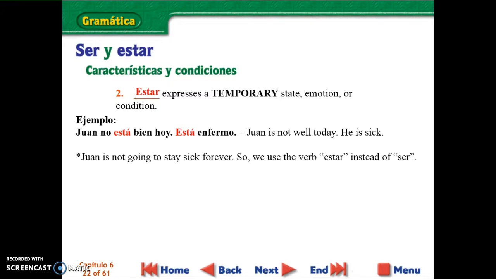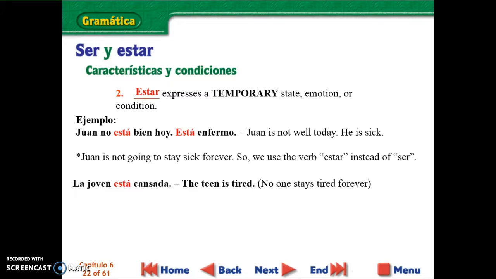Juan no está bien hoy. Está enfermo. Juan is not well today. He is sick. So again, it means is, but we didn't say es enfermo and we didn't say Juan no es bien hoy. Why? Because Juan is not going to stay sick forever, right? So it's not a permanent thing. If he's not permanently ill, we use the verb estar instead of ser. And hopefully you can see that. We're going to review this in clase as well, so don't freak out if you don't get it right now.